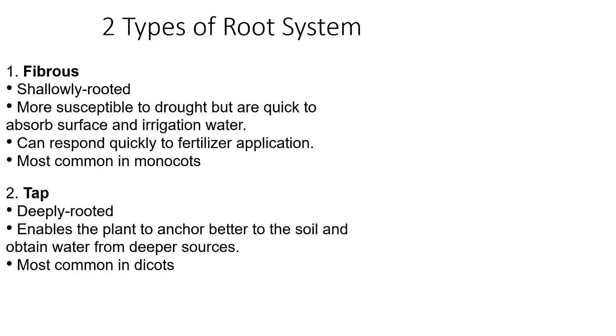Taproots, these are going to be deeply rooted. They're going to have that single primary root that goes much deeper into the soil and enables the plant to obtain water and minerals from a deeper source, and is almost most common in dicots. Most all of our trees, many of our shrubs are all going to have a taproot system.